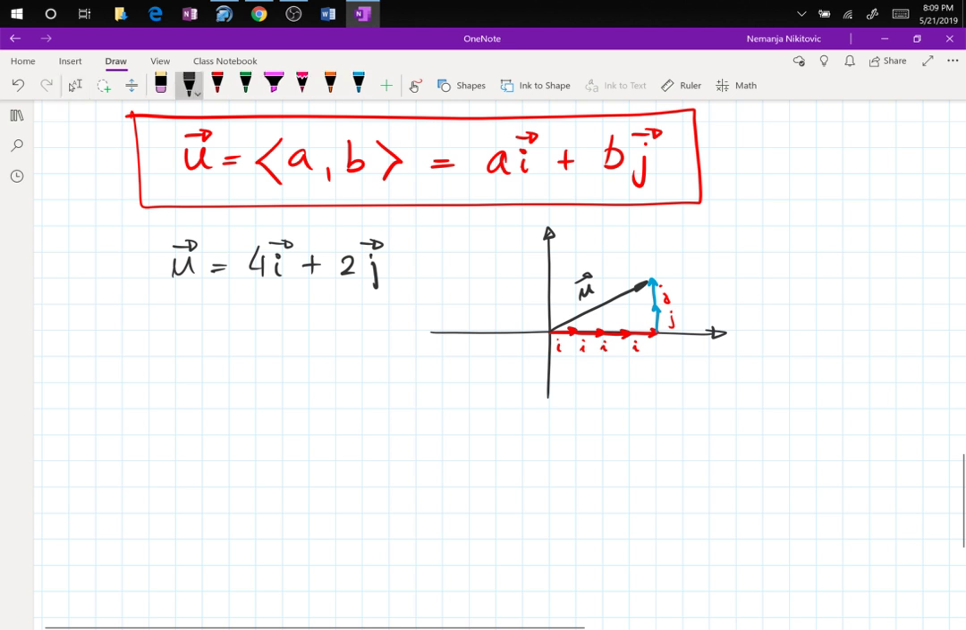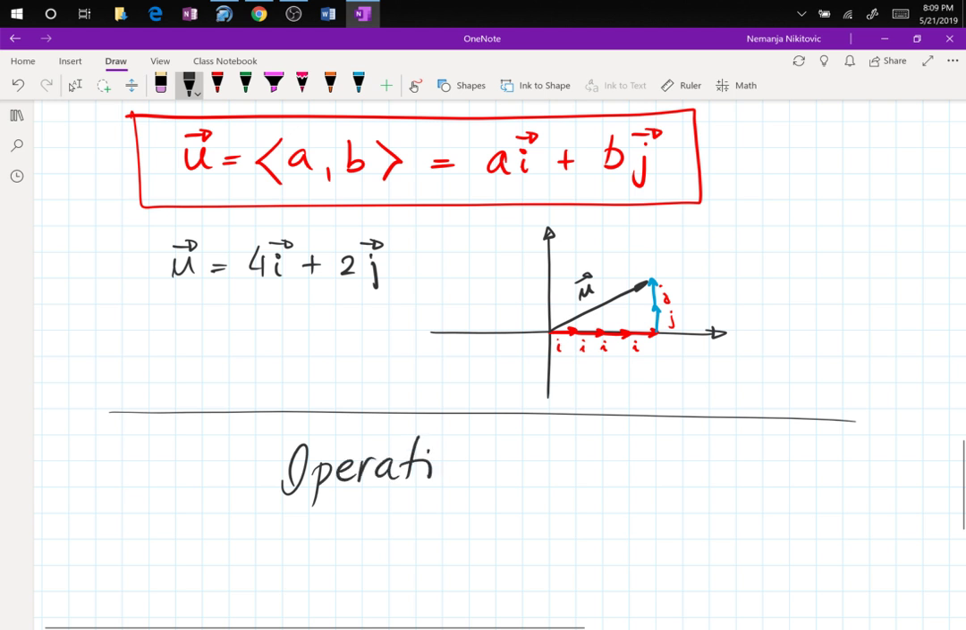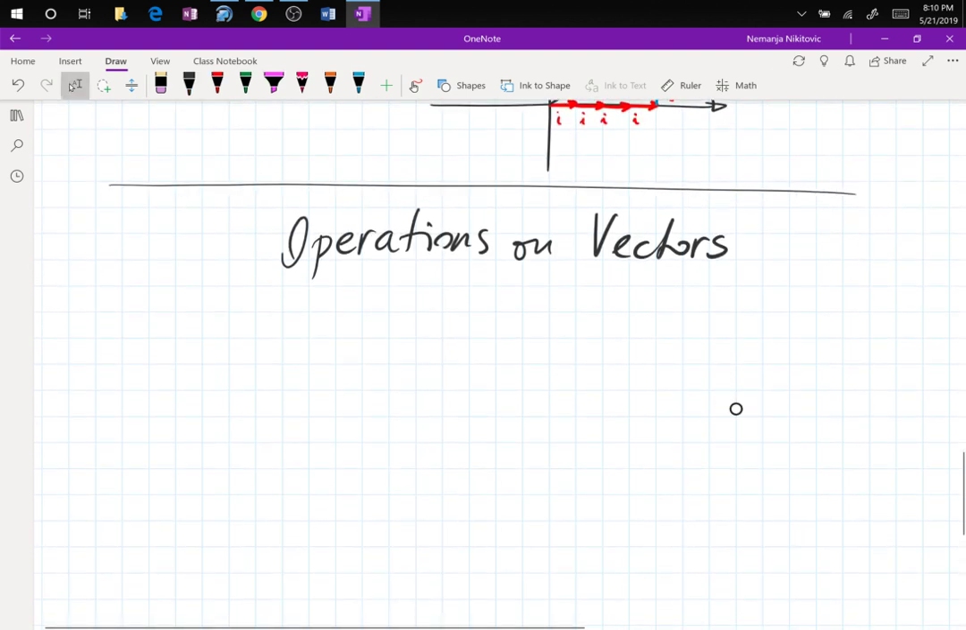So now, since vectors are like multi-dimensional numbers, we can operate on vectors, do addition, subtraction, multiplication, scalar multiplication, and so on. So, operations on vectors. I mean, I'm going to say vector operations, but whatever.